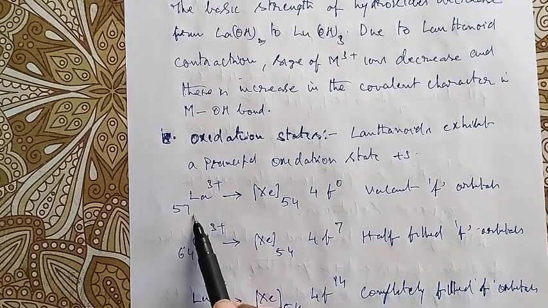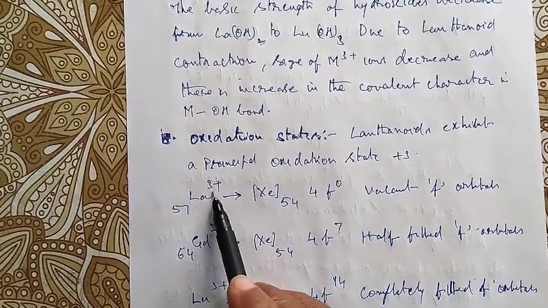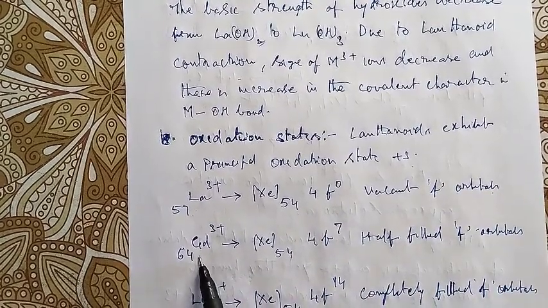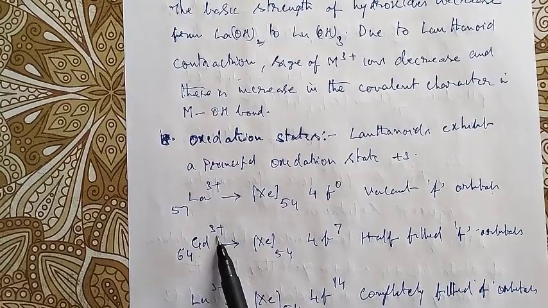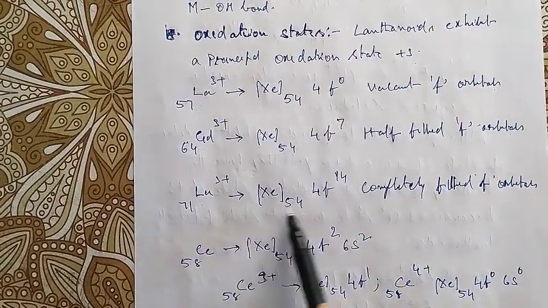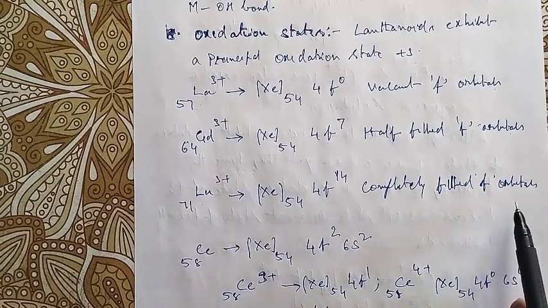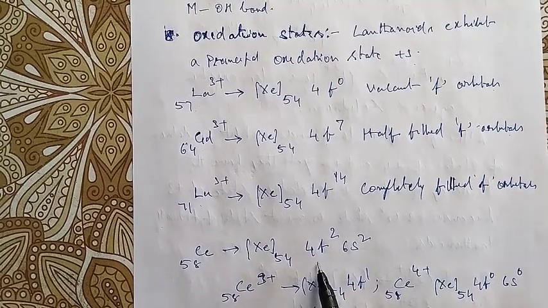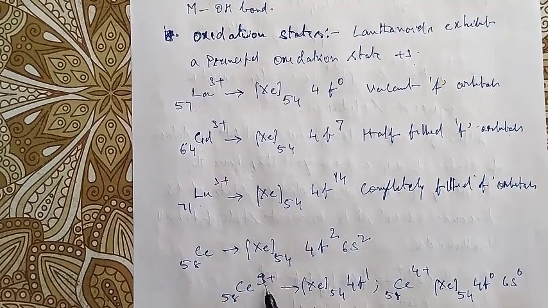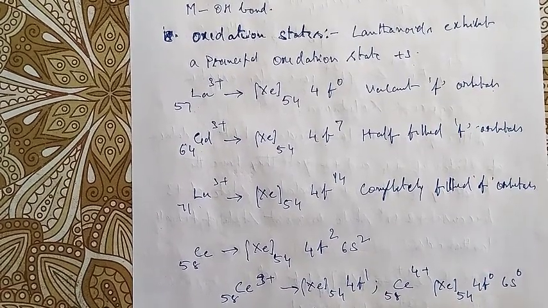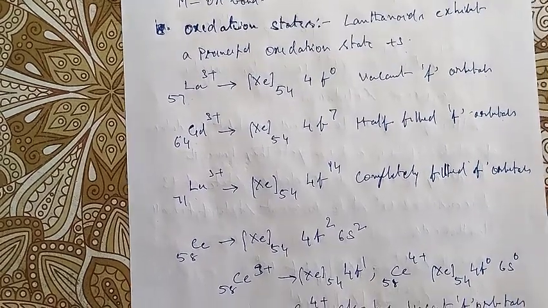In lanthanum with atomic number 57, the La3+ ion has 4f0, that is vacant orbitals. Gadolinium with atomic number 64, the Gd3+ ion has 4f7, that is half-filled f orbitals. In lutetium with atomic number 71, the Lu3+ ion has 4f14, that is completely filled f orbitals. Cerium, its configuration is 4f2 6s2, whereas the Ce tripositive ion has 4f1, whereas the tetrapositive ion has 4f0. Ce4+ also has vacant f orbitals.